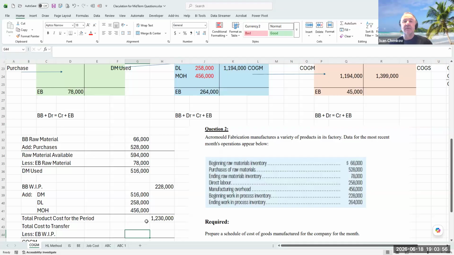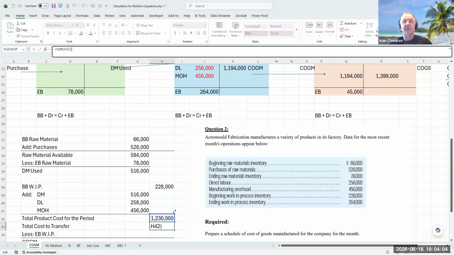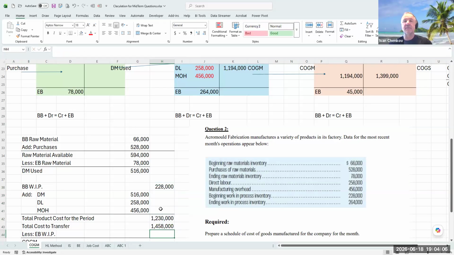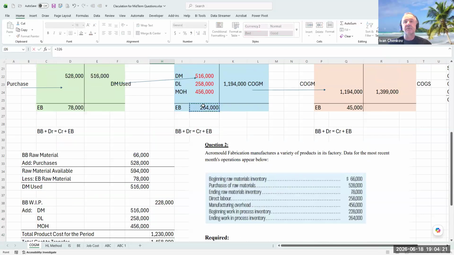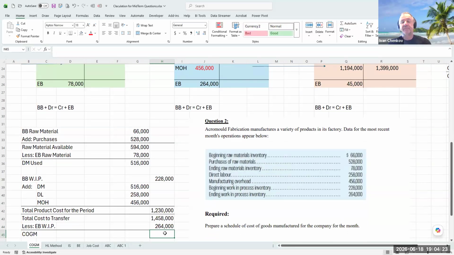And once I have this, then I can calculate, that's not the total. Obviously, I have to move the formula up to catch the beginning. That's going to give me the total cost to transfer further. This is my cost that's sitting in the work in process, which is available to transfer further. Once I deduct the ending balance, which is equal to 264, it's going to give me the cost of goods manufactured.